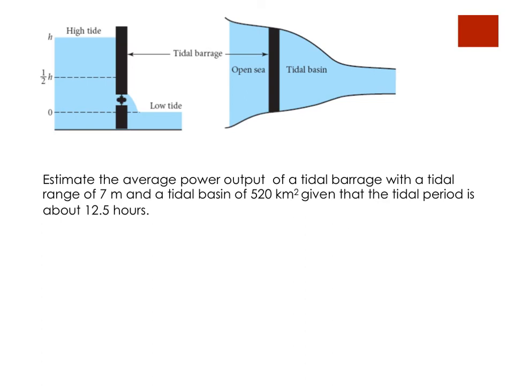So let's try a question. On the left is a picture from the side, whereas the picture on the right is supposed to be like a bird's eye view. Let's estimate the average power with a range of 7 meters and a basin of 520 kilometers squared, given that the tidal period is around 12.5 hours.